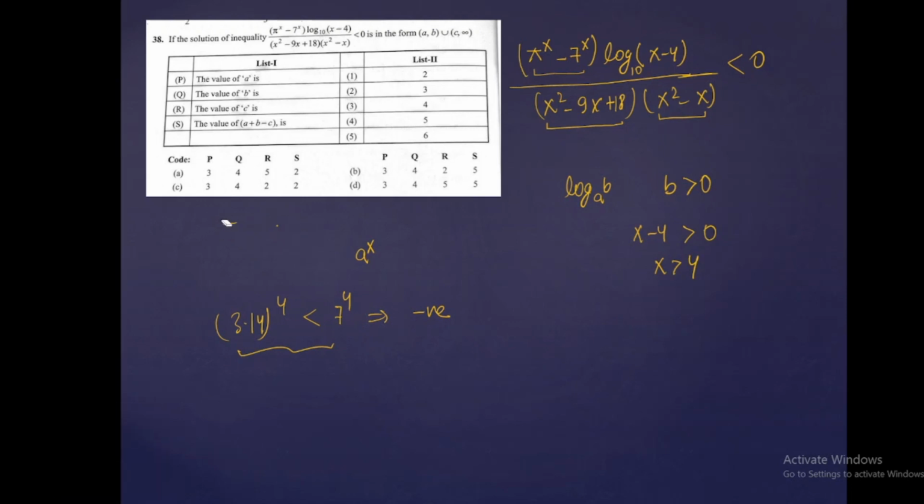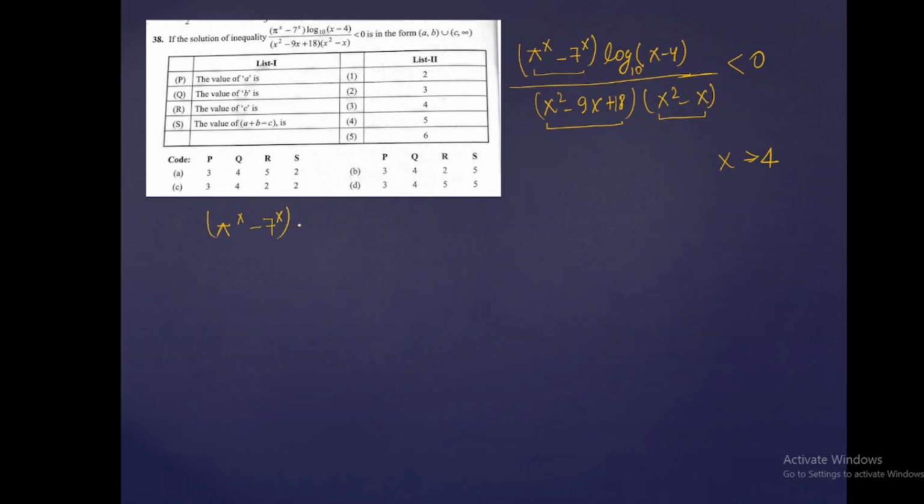Let me erase all this. Now let's see the problem. How can we solve it quickly? The point that we get, x greater than 4, is very much important. Let's see what I'm doing. Basically, writing this in a better form.